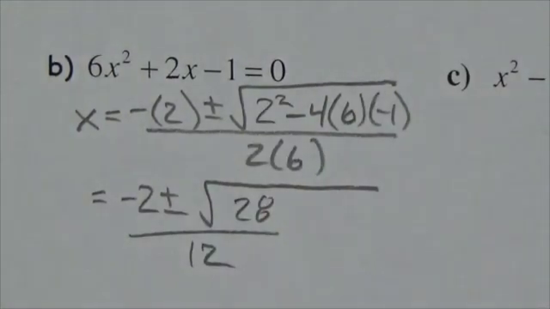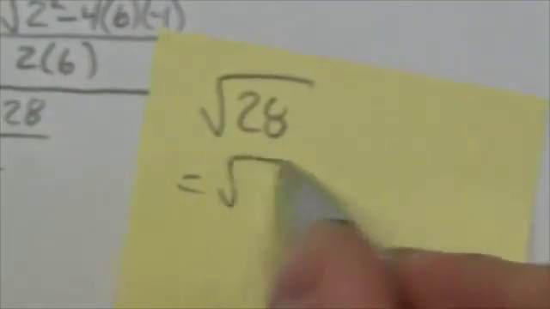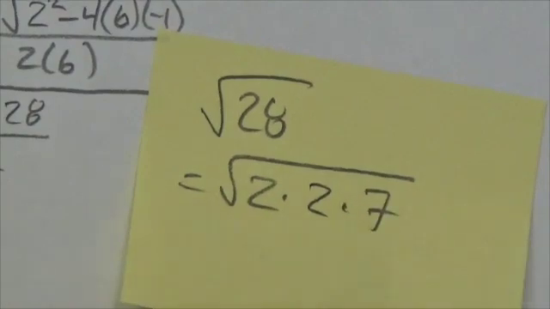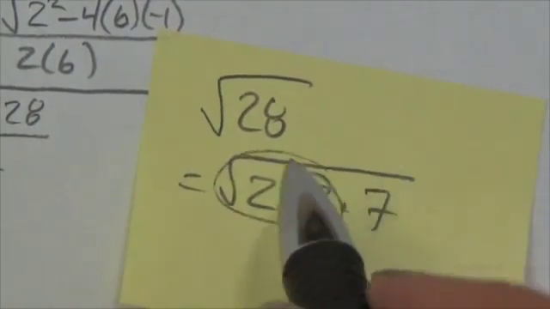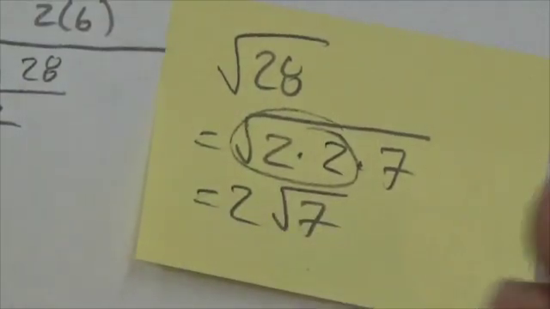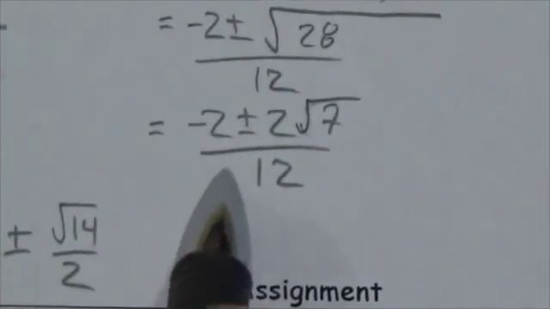Okay. Now, let's take that 28 and simplify it. Okay, so root 28, well, that's going to be equal to root, you can take a 2 out of 28, that leaves me with 14, 2, and then 7. Okay, well there's my pair of 2's, so I can yank that out, and that'll be 2 root 7. So that's how root 28 simplifies. So this will be negative 2 plus or minus 2 root 28, sorry, not root 28, root 7, just dealt with that, over 12.